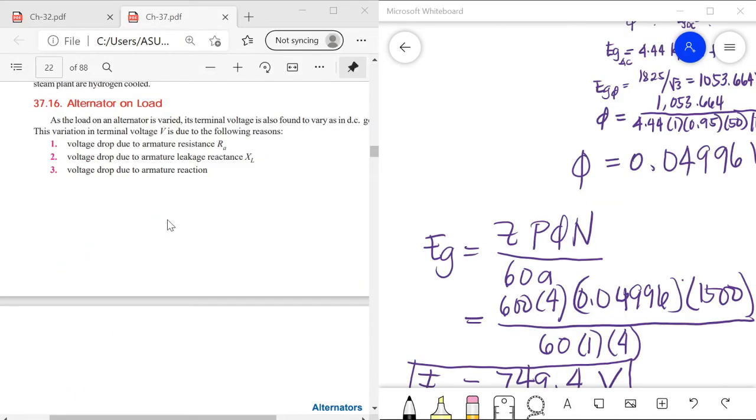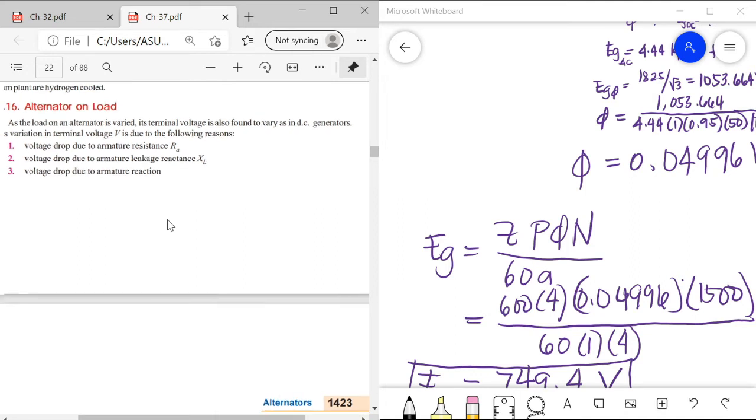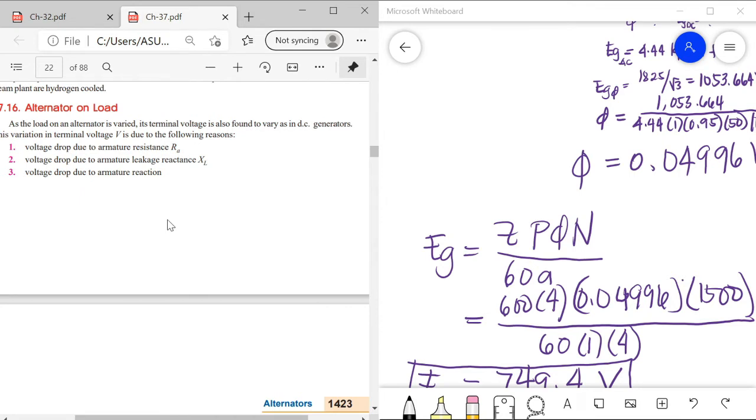We now go to next topic, alternator on no load. So as the load on an alternator is varied, its terminal voltage is also found to vary as in DC generators. So terminal voltage is the output voltage.